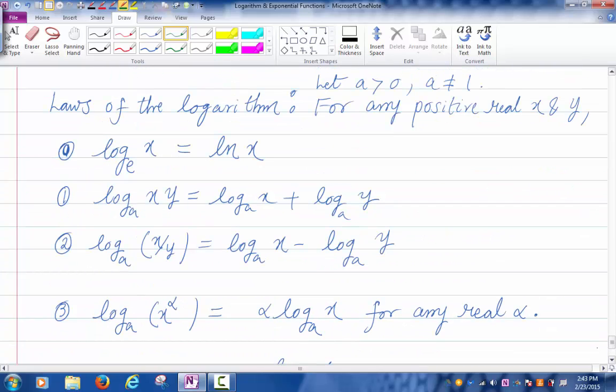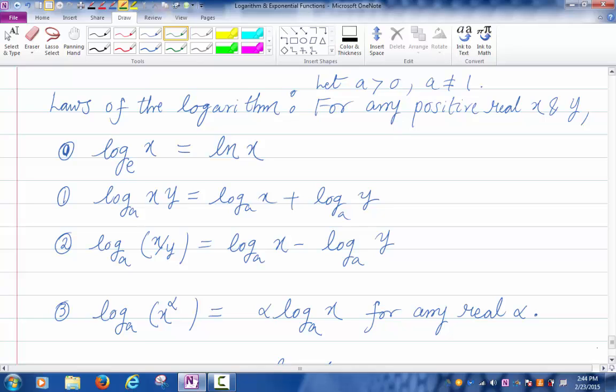Now the laws of the general logarithm. Law number 0 is not usually written as a law, but I'm going to write it as a law. What is log base e of x? Log base e of x is ln, because remember, ln is the inverse of e to the x, and log base e is the inverse of the exponential base e. So log base e is the same as the ln function.